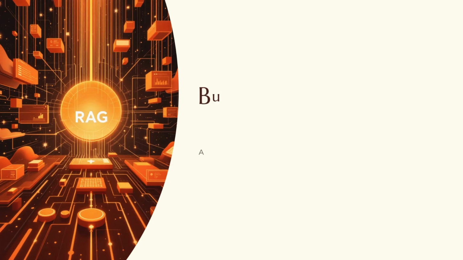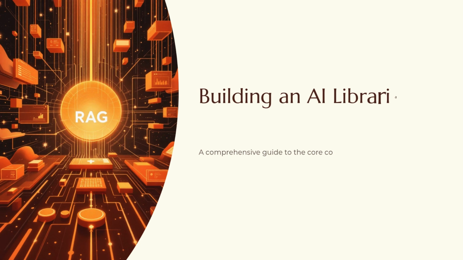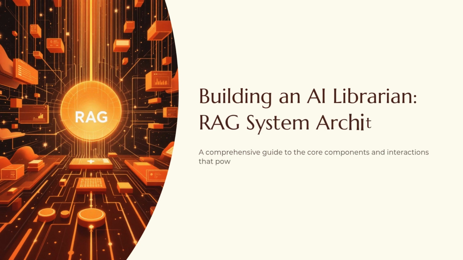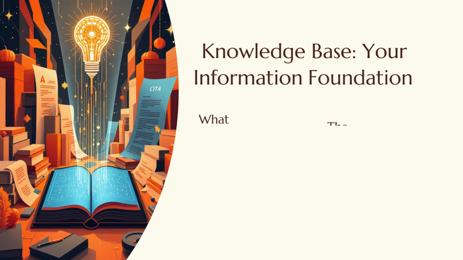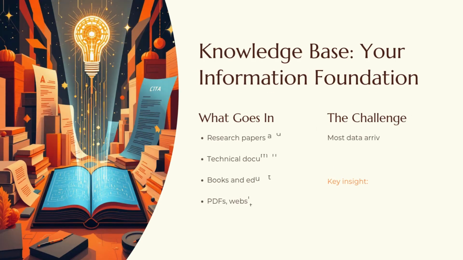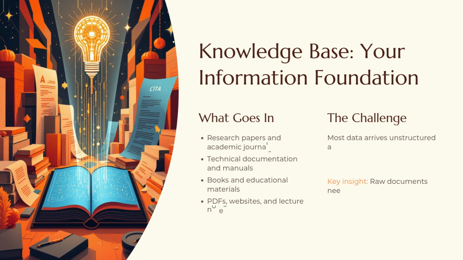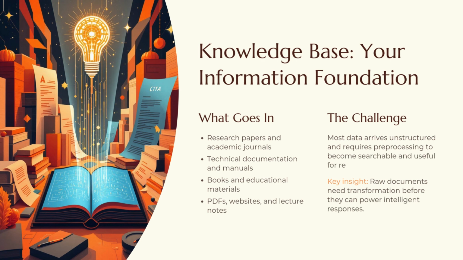documents. Let's discuss the core components of what we need to build our AI librarian and how they interact with one another. Firstly, we are going to need a knowledge base. This is our external repository of information. It could be books, research papers, lecture notes, PDFs, websites, or any collection of documents. Most of this data is unstructured, so the first step is to prepare it for use.